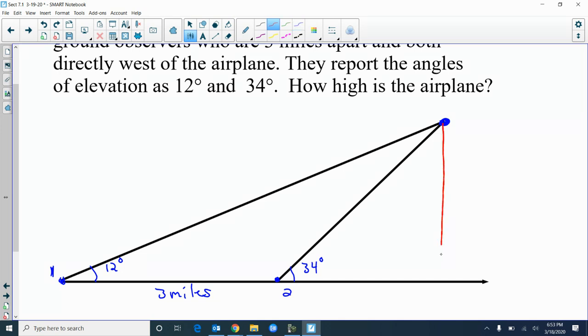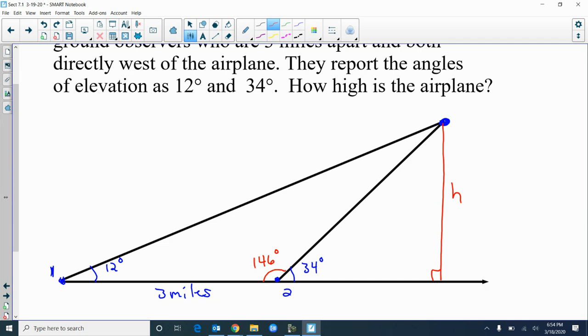The height of the plane will be this red line, which forms a right angle. I know 12 degrees, I know 3 miles. I know this is 3 miles on the bottom, I know this is 34 degrees. I can figure out this angle because they're a linear pair from geometry, so they have to add up to 180. So 180 minus 34 gives me 146. All right, now this is a problem. I can't find h in one shot.